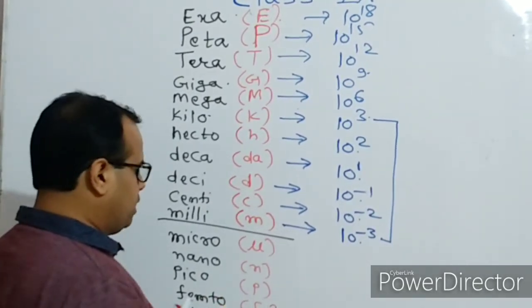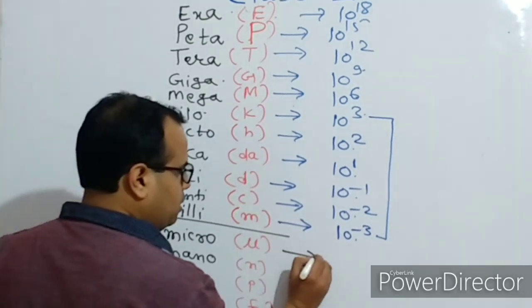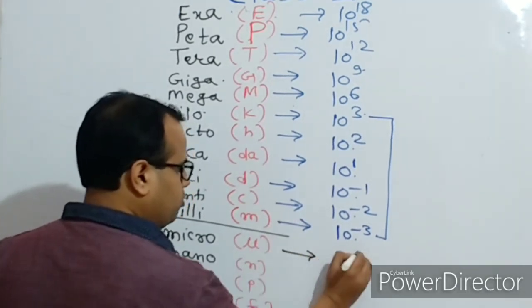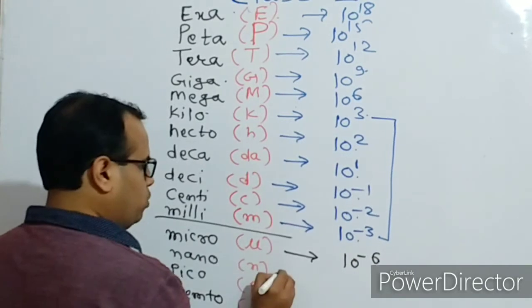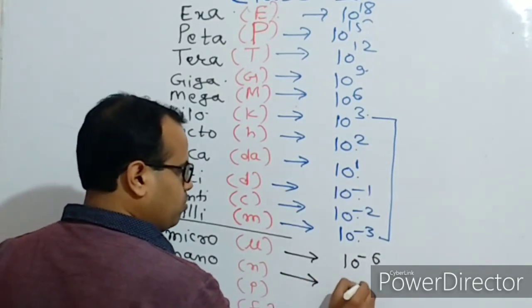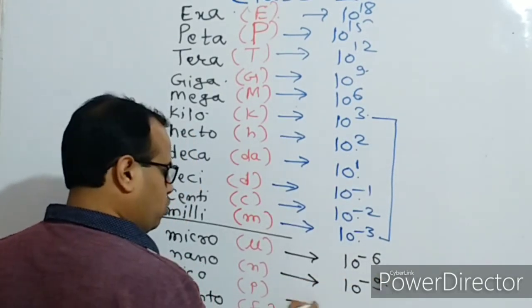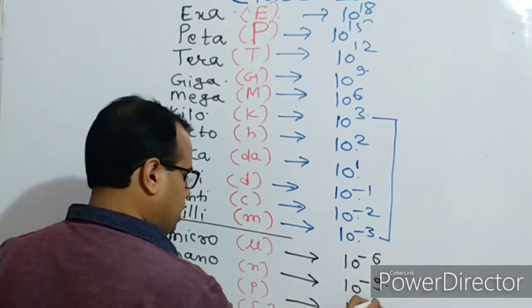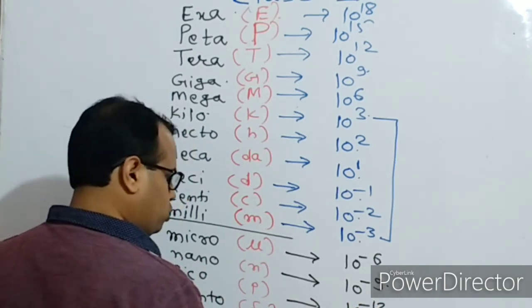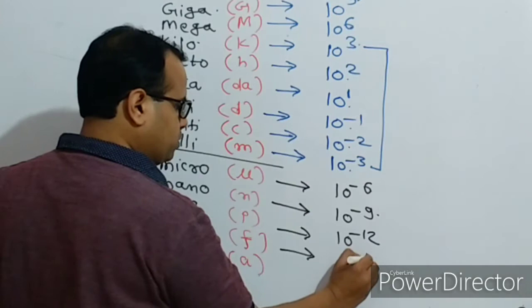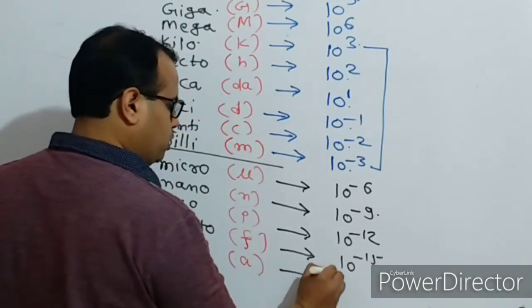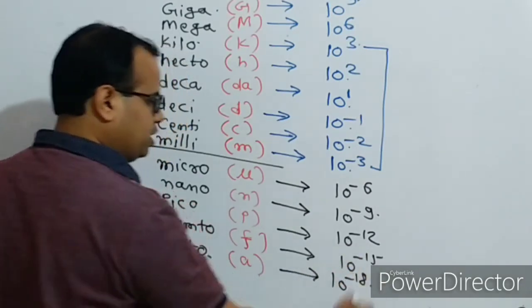If you go for micro, it is 10 raised to the power minus 6. Nano, 10 raised to the power minus 9. Pico, 10 raised to the power minus 12. Femto, 10 raised to the power minus 15. And atto, 10 raised to the power minus 18.